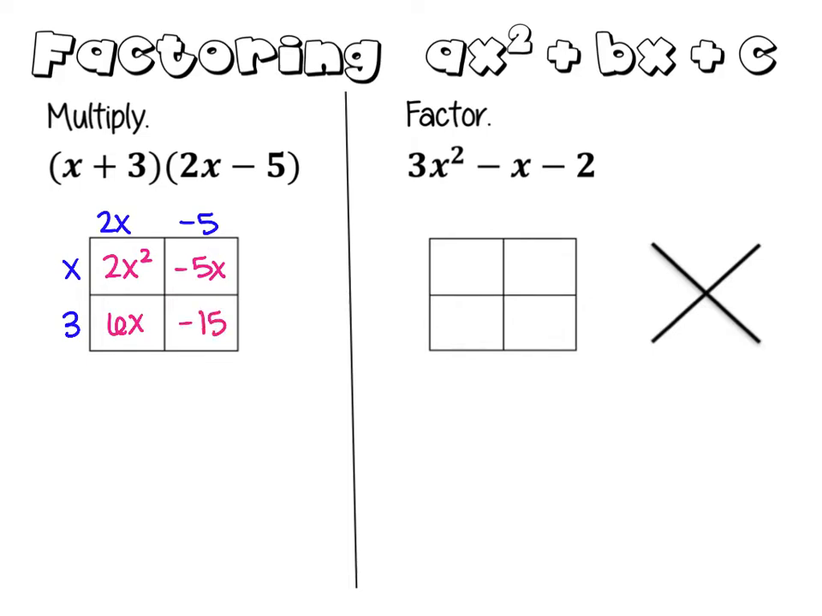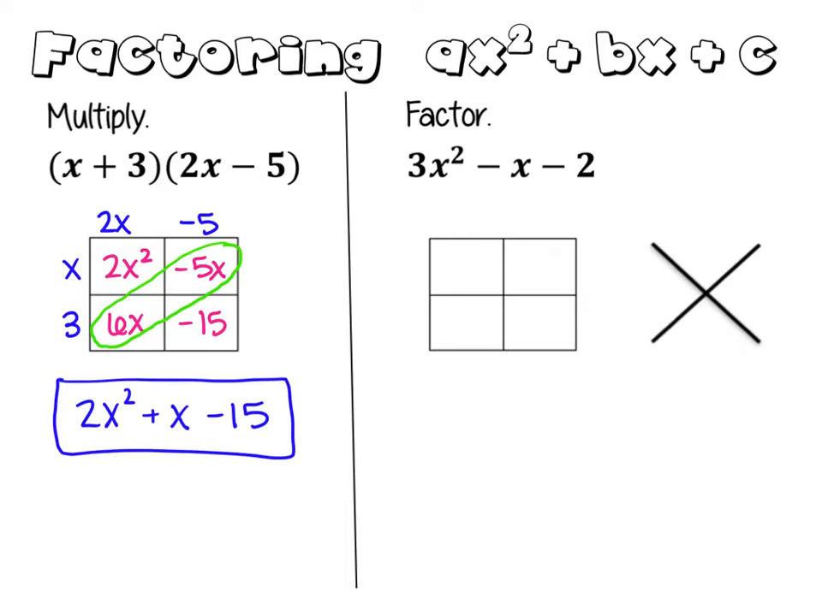But it turned out that before we could write our final answer, we also had to combine our like terms that were along our diagonal. So our final answer has the 2x squared. If I combine 6x minus 5x, I get plus x, or 1x, and then the minus 15. If I want to work backwards, how am I going to do that?